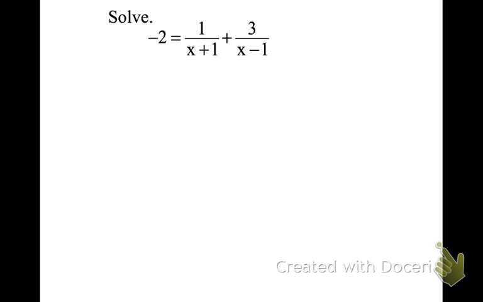All right, next one, my restrictions. For the first denominator, it would be a negative 1. For the second denominator, it'll be a positive 1. And my least common denominator would be the quantity of x plus 1. That will help me clear that. And the quantity of x plus 1 will help me clear the first fraction.